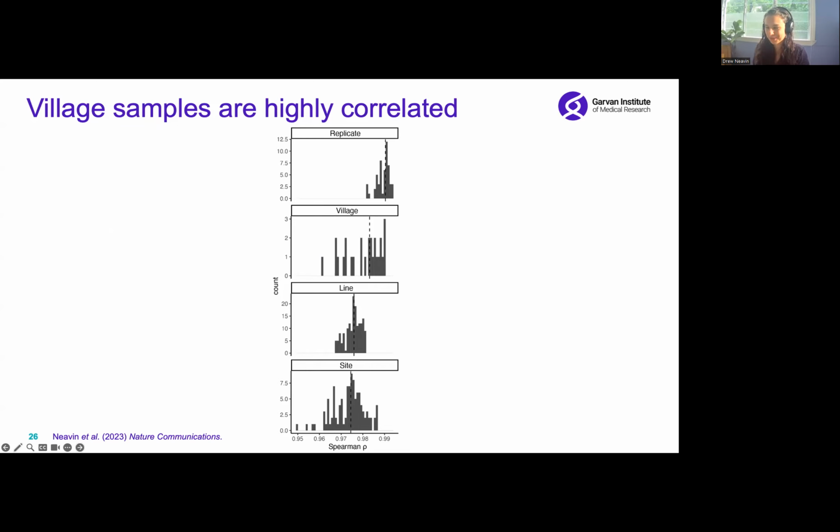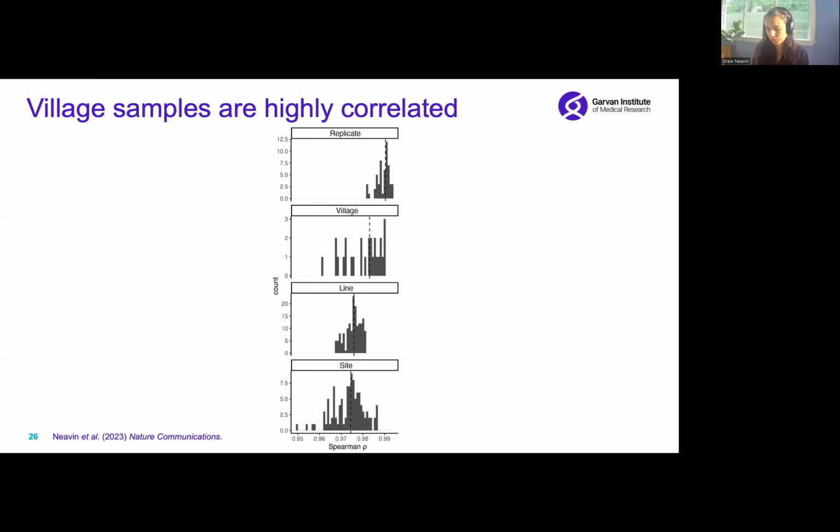The correlation between our replicates is really the highest correlation, which we would probably expect, followed by our village correlations, and then by the correlation between samples from the same line, and then across sites. And so what we can see is that the village correlations are really quite strong, indicating that we are probably not influencing the transcriptional profiles of these iPSC lines when co-culturing them.